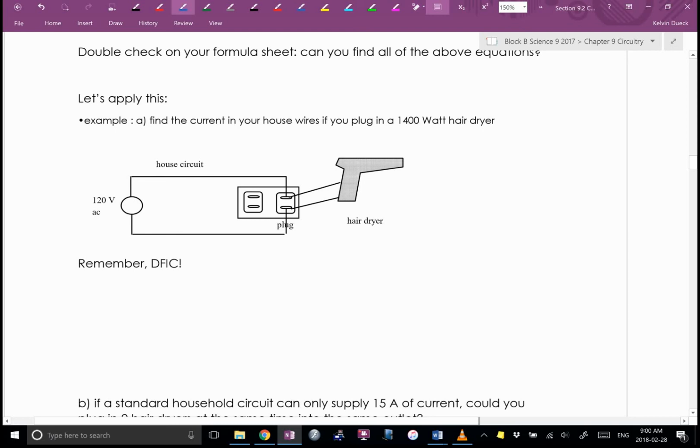Okay? What does this question want us to find, Julia? Find the current. Let's use DFIC. I'm going to write down I equals question mark. Let's look for numbers. I see a 1,400. What's that? Look at the units next to it. So what is 1,400 a measure of? What do I measure in watts? I want the noun. Power. P is that. So how did we get that, Julia? I need one more thing. What's that 120?